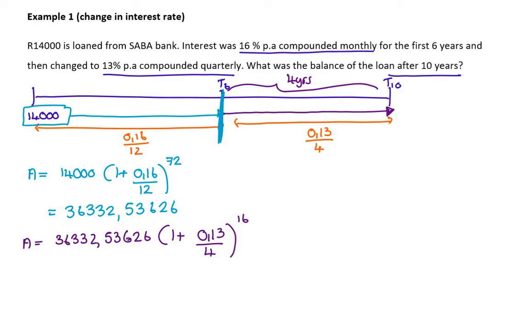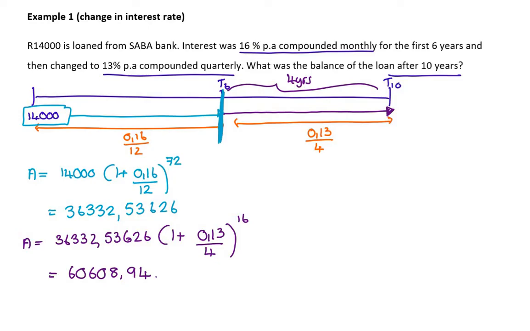Now, don't forget to use the answer button on your calculator so that you actually don't have to re-put in that horrible number. You can just go answer times (1 plus 0.13 divided by 4) to the power of 16. And I get 60,608 Rand and 94 cents. And now I can round off because it's my final answer. Now that's one way to do it.